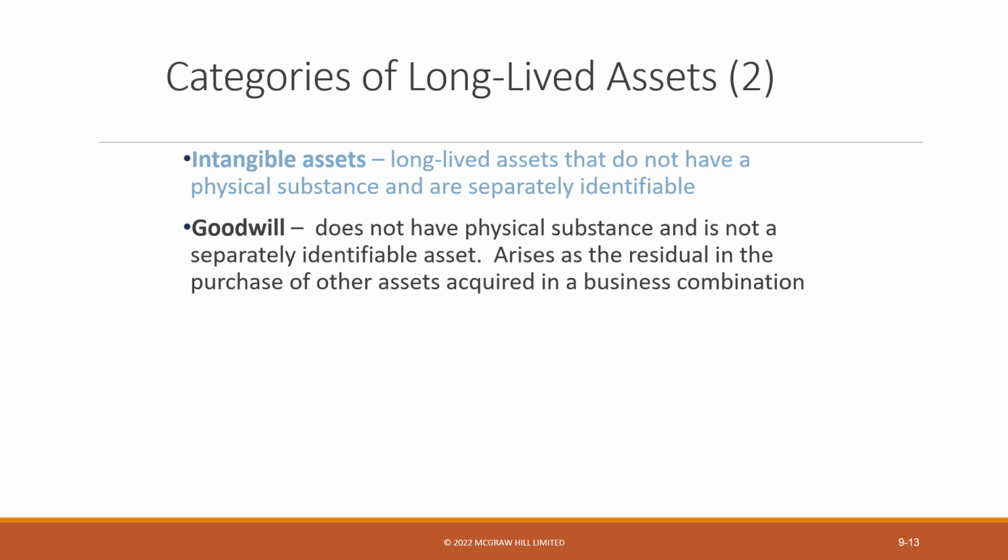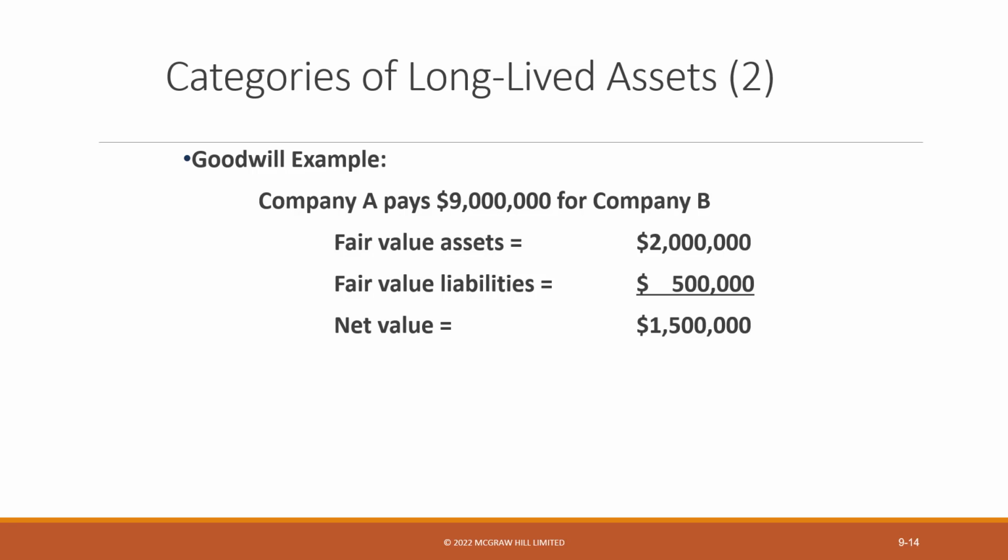But what does that mean? It's easier to use an example. Say Company A purchases Company B for $9 million. The fair value of Company B's assets is $2 million, and the fair value of the liabilities is $500,000. So the net value of Company B's assets is $1.5 million. Why would Company A pay $9 million for something that is only worth $1.5 million? It's because Company B may have something such as intellectual property or brand recognition or a foothold in the global market that Company A wants, and they're willing to pay for it.